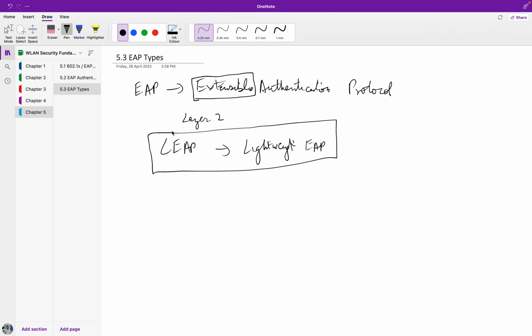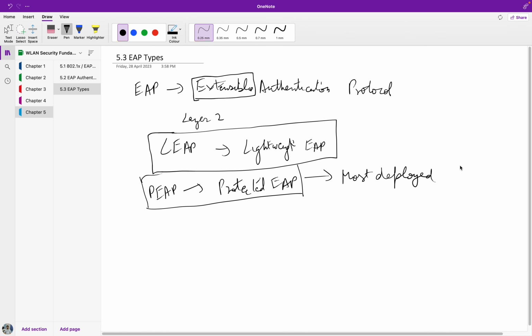Okay. Now, there are some open standard types of EAP also. This was a proprietary one. For example, PEAP, which is called protected EAP. This is probably the most widely deployed kind of EAP, where you use username and the password. Yeah, by far the most deployed EAP.